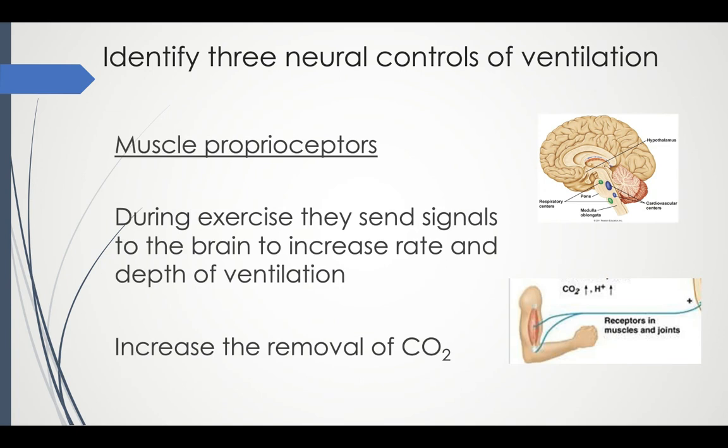Next one, muscle proprioceptors. When we start exercising, our muscles are going to produce more carbon dioxide. So these proprioceptors within the muscles, they also send signals to the brain to increase the rate of ventilation to remove carbon dioxide faster.